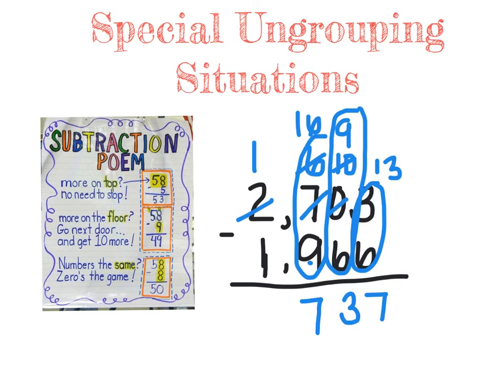And now I'm going to go to my thousands place. Well, since 1 minus 1 equals 0, my answer becomes 737.